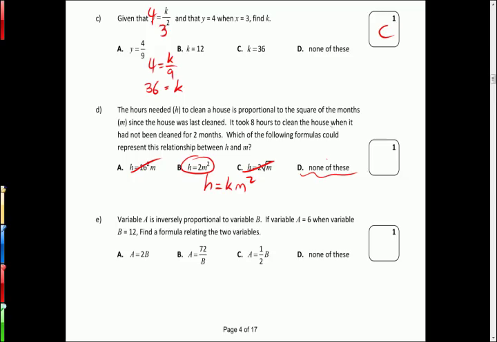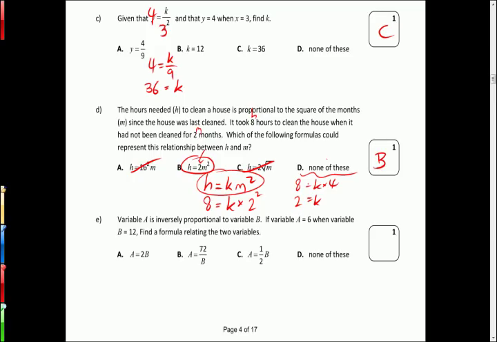It took 8 hours to clean the house. In other words, hours taken to clean, that 8, equals k times, when it had not been cleaned for 2 months. So that's saying when h equals 8, m equals 2. 8 equals k by m equals 2 squared. In other words, 8 equals k by 4. Get rid of a times 4 by dividing by 4. Becomes 2 equals k. Yep, absolutely. That was a 2. So instead of h equals km squared, yes, the k was a 2.